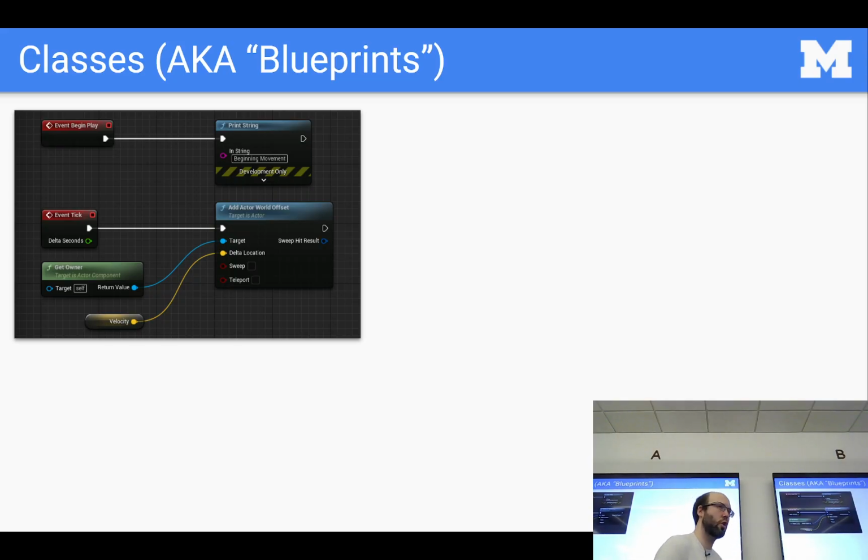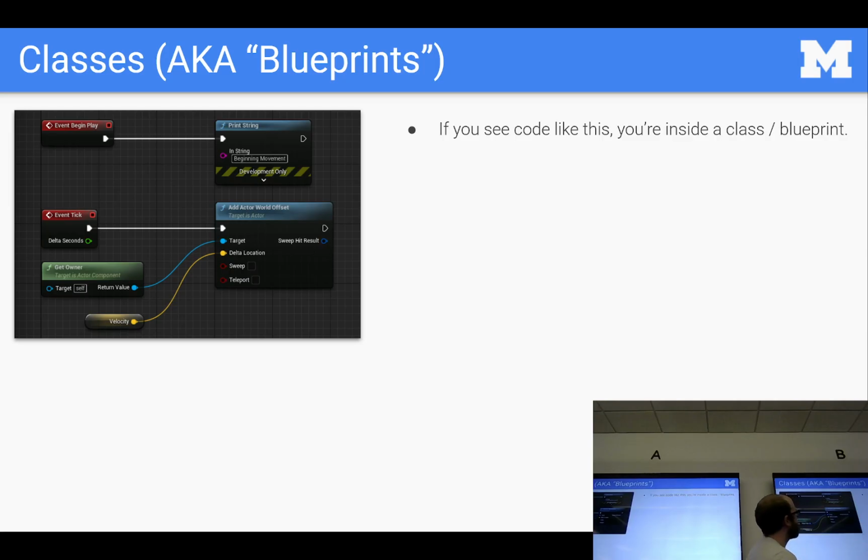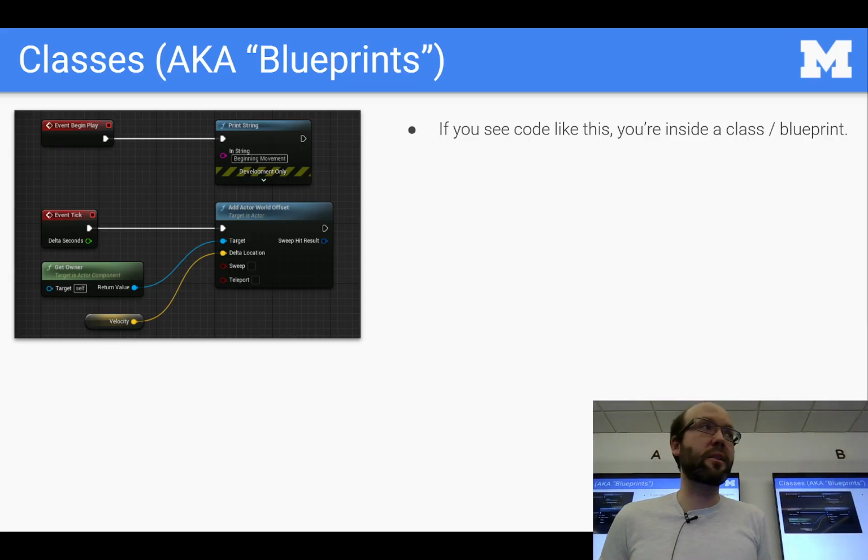I'm not really sure why Unreal chose to just not use the word classes. A lot of programmers would be much less confused if they did so. But we have blueprints, we have classes. If you see code like this ever, you are looking inside, into the guts of some sort of class.